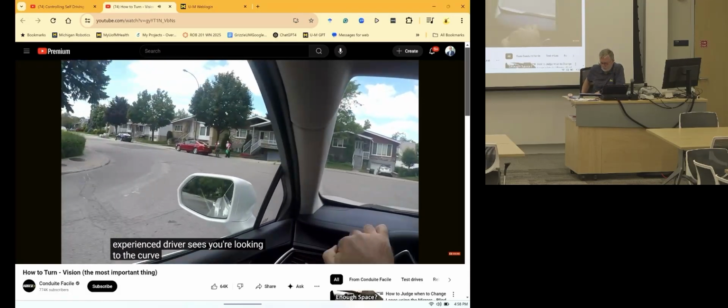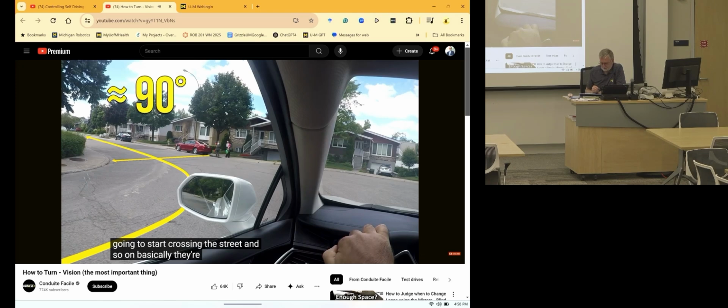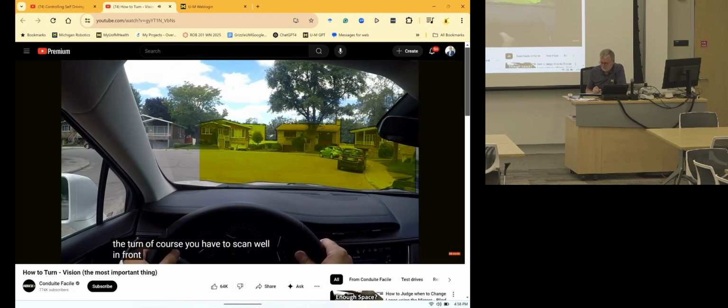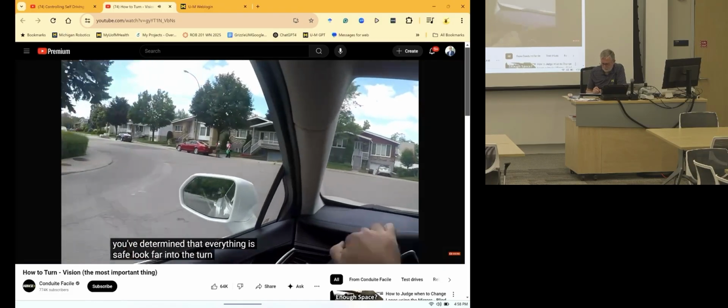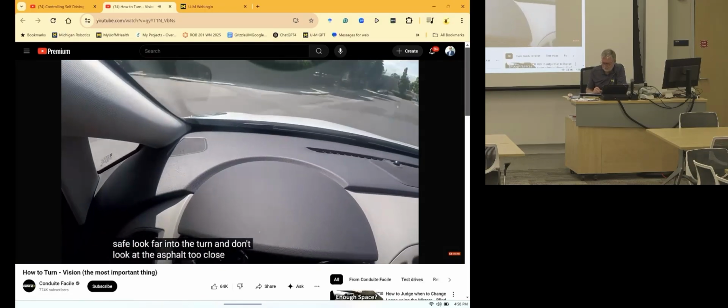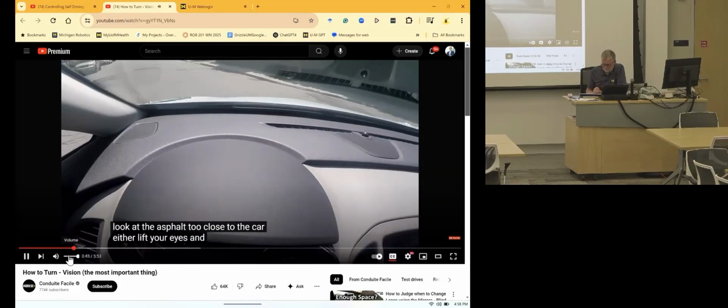They look into the curve itself, they know how sharp the curve is, if any of those people is going to start crossing the street, and so on. Basically, they're looking far into the turn. Of course, you have to scan well in front before you look there. But when you've determined that everything is safe, look far into the turn. And don't look at the asphalt too close to the car either. Lift your eyes and look at the horizon.